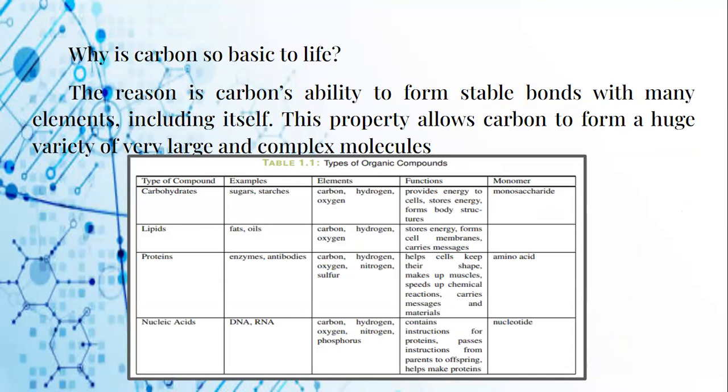So lahat po ng types ng organic compounds natin na makikita dito is meron po siyang compound. So let us have type of compound. Meron po tayo ditong carbohydrates. Example niyan, sugars and starch. As you can see, yung elements nilang apat. The carbohydrates, lipids, protein, and nucleic acid.